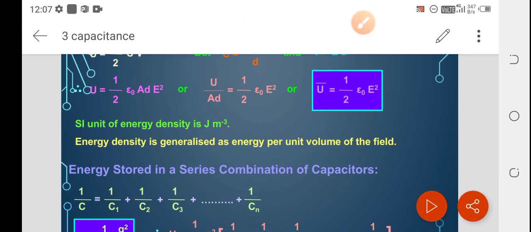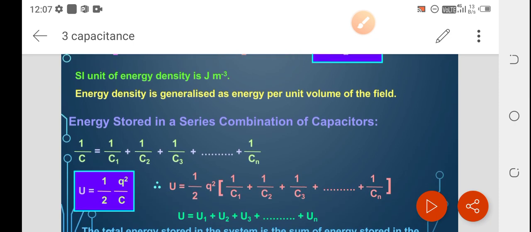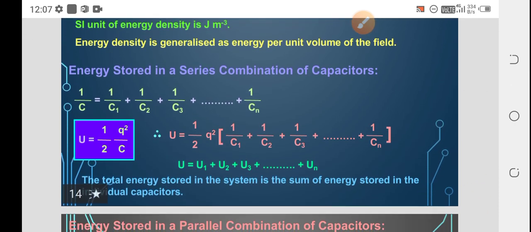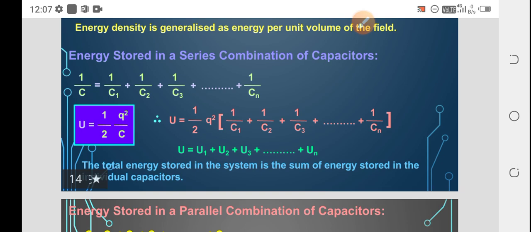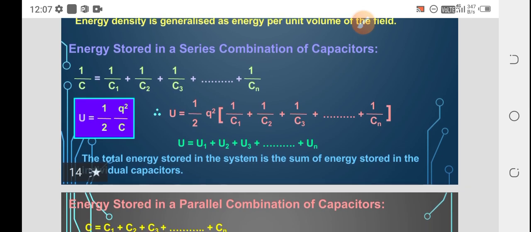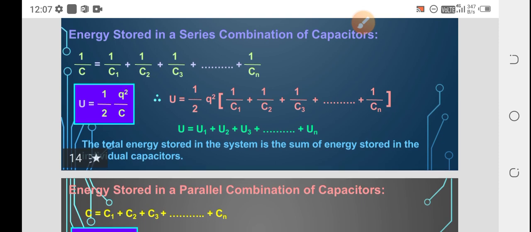Now U by Ad, that is, energy per area times distance, equals 1 by 2 epsilon naught E square. Therefore the energy density, u bar, equals 1 by 2 epsilon naught E square. The SI unit of energy density is joule per meter cube. Energy density is generalized as energy per unit volume of the field. Energy stored in series combination of capacitors.